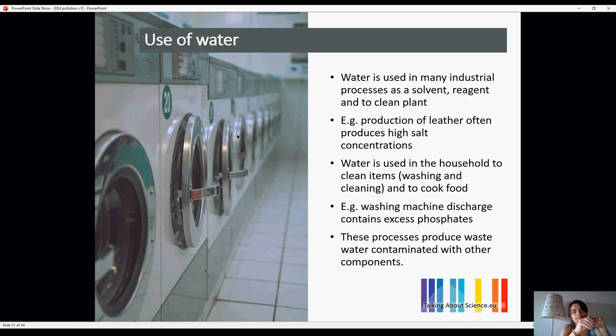Just thinking where we are, in Verona in northern Italy, the water is quite hard. That means that there's a lot of calcium in it, and that can really cause a lot of problems for washing machines. So what you do is you add water softeners, okay? But of course the water softeners leave the washing machine at the end of the wash. They do a bit of chemistry with the calcium, but there's still excess phosphate going into the drains. So we're cleaning our clothes, but contaminating the water with other components.